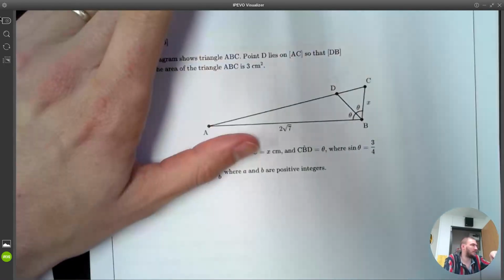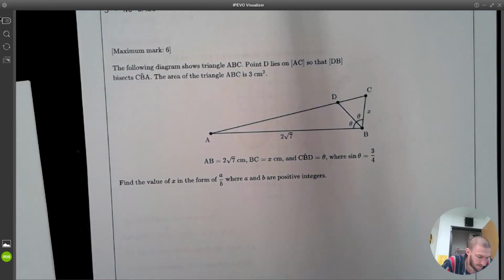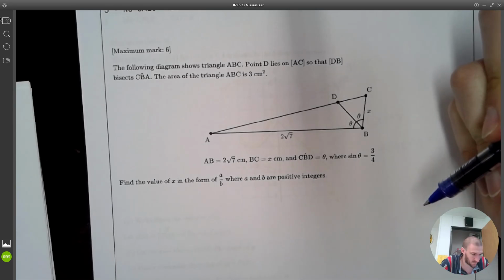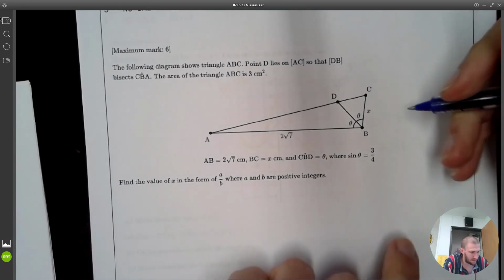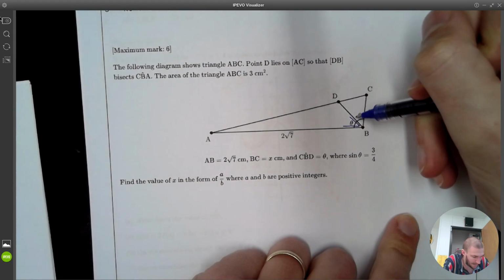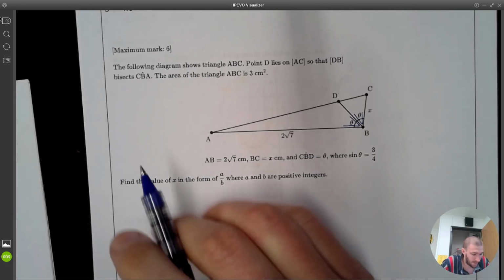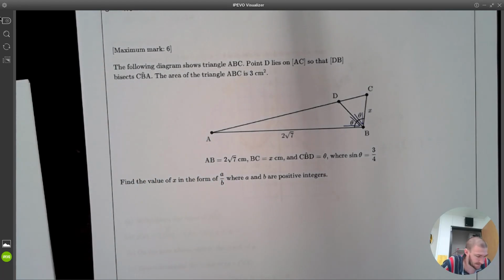Got one more question here. Ooh, I like these kind of questions. The following diagram shows triangle ABC. Okay, point D lies on AC so that DB bisects CBA. Okay, so that means that these two thetas are equal to each other. So that means that DBA and DBC, those two angles are equal because they've been bisected. Okay. The area of triangle ABC is 3.